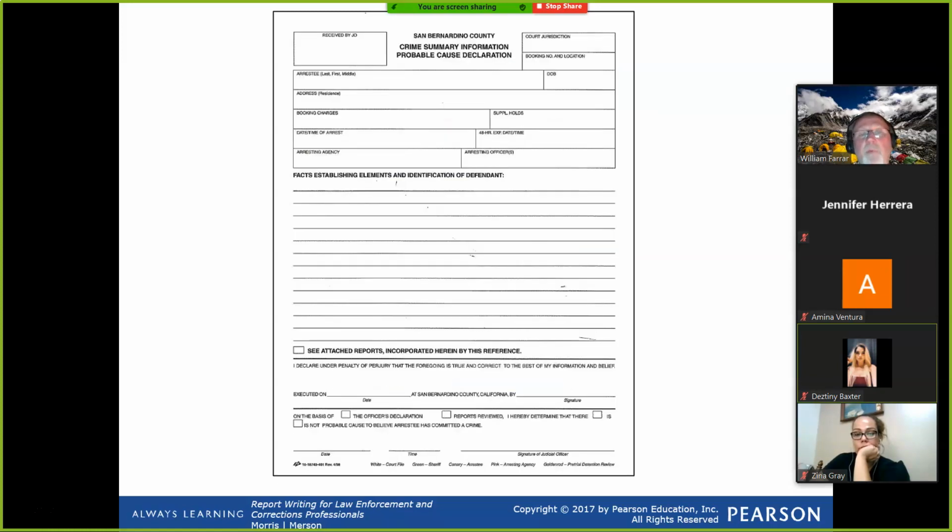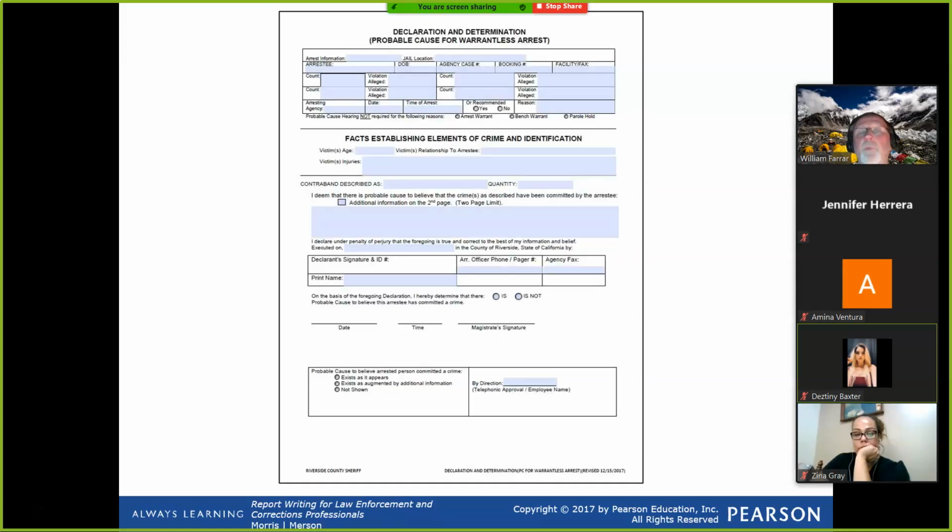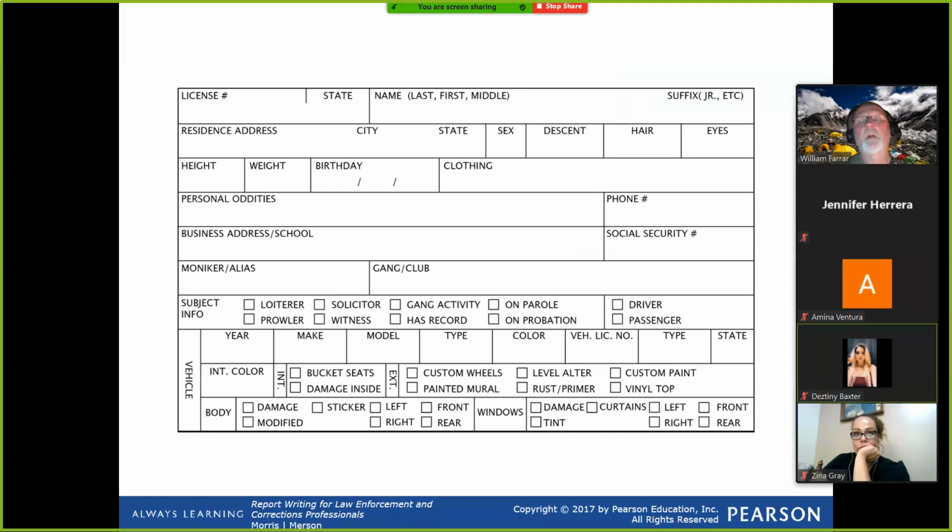This is one from San Bernardino County, and this is one from Riverside County. They just look a little bit different, but they're basically the same thing. So again, this shows you different agencies will have different variations of the forms that they use. This is an FI card, which means field interview card. And these are really, really important.